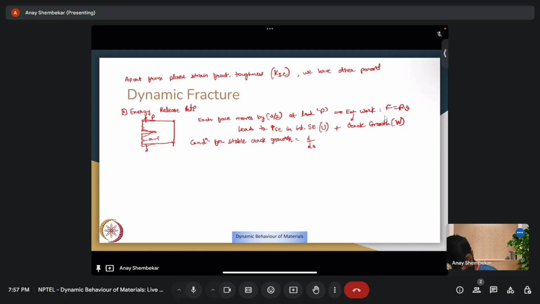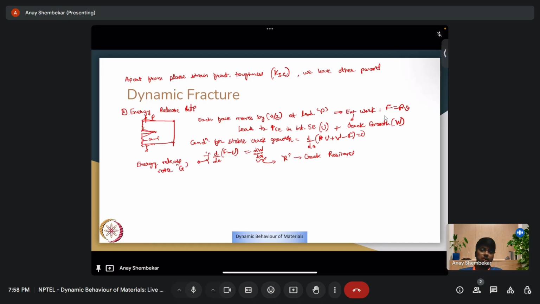d by dA of U plus W minus F equal to 0, which gives us d by dA of F minus U is equal to dW by dA. This dW by dA is nothing but R, which is the crack resistance, whereas d by dA of F minus U is nothing but energy release rate. So rate sounds like per unit time, but here it is per unit length of the crack.